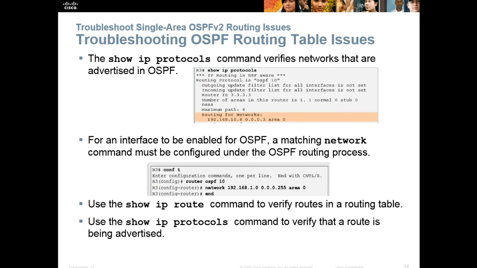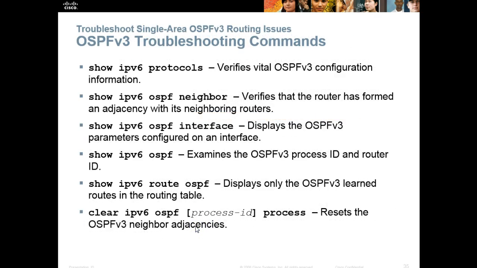Show IP protocols. That helps you see what networks you're routing, which OSPF networks you have up. And if networks are on OSPF, make sure that they match on all of the routers. All right, so the show IP route, show IP protocols again. Here's a final display of all of those.